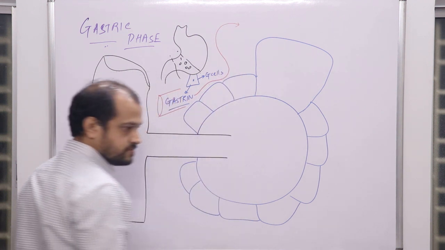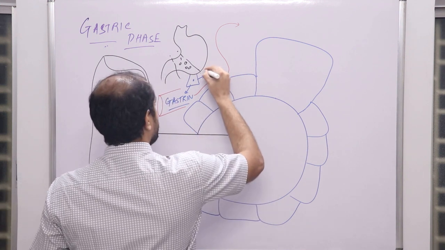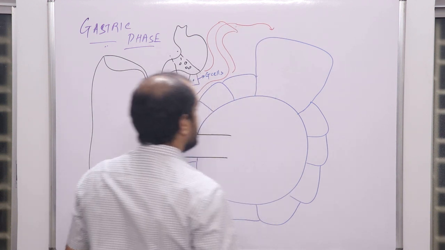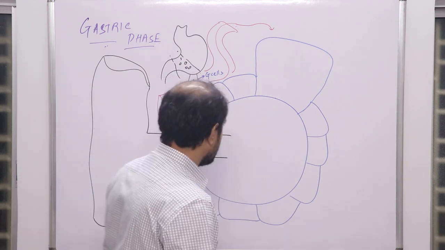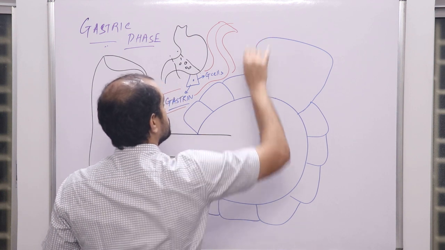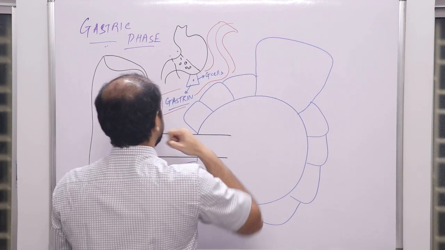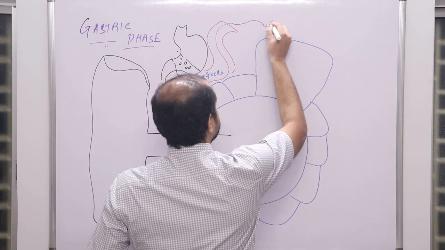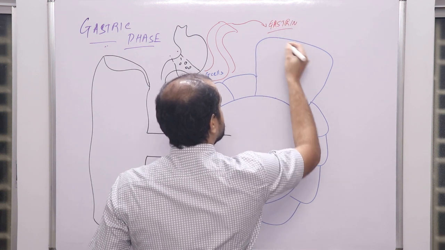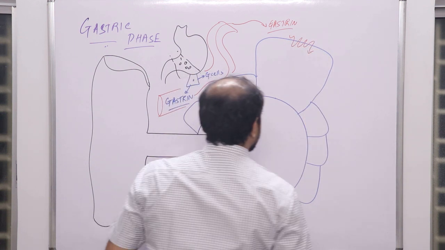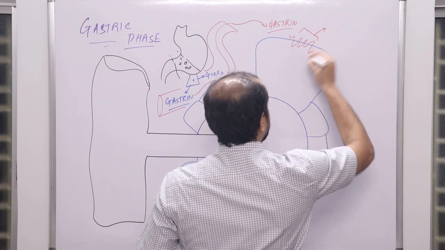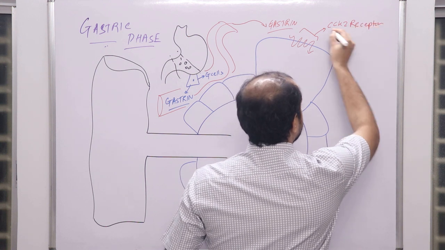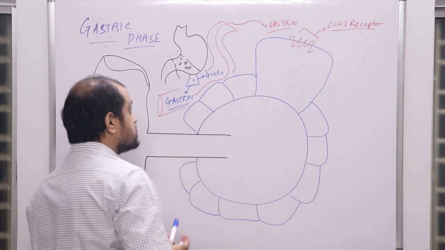Now this gastrin travels by the help of the bloodstream and acts on receptors which are present on the acinar cells. When gastrin comes here, there is a receptor already waiting for gastrin, and this receptor is called CCK2 receptor. Clear? This is actually the gastrin receptor.